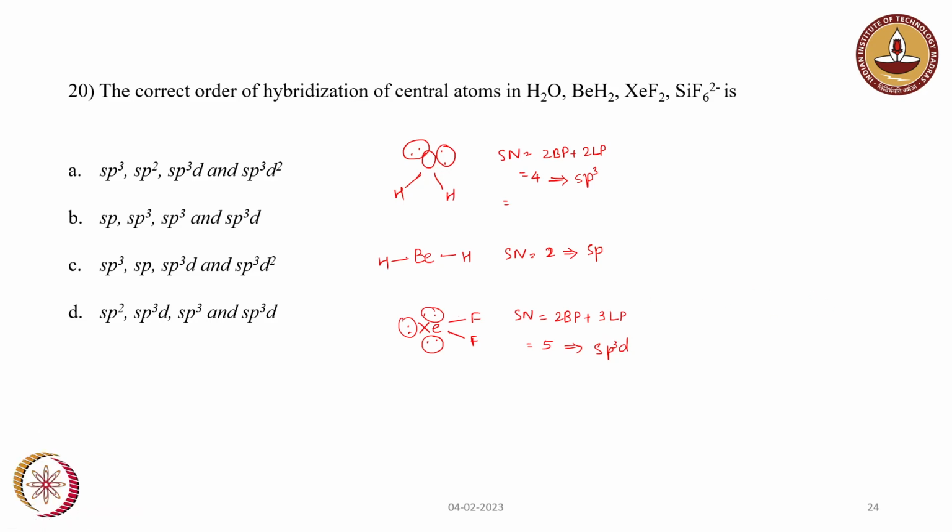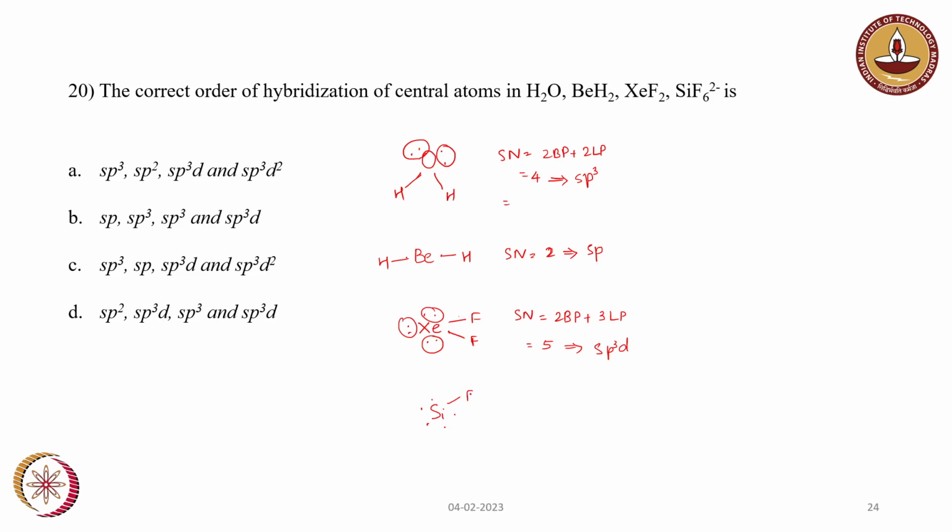Yeah, it will be sp3d because it will be a total of 5 hybrid orbitals. And next one is SiF6 2 minus. So silicon is in the carbon group, and since there is a 2 negative charge, we can add 2 electrons on the central metal. So 4 plus 2, 6 electrons will be present.